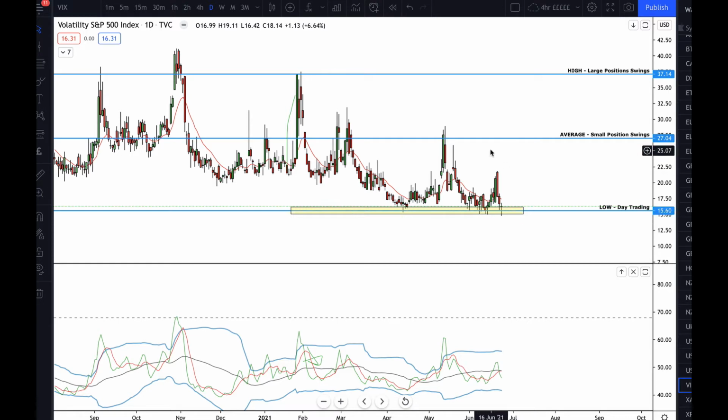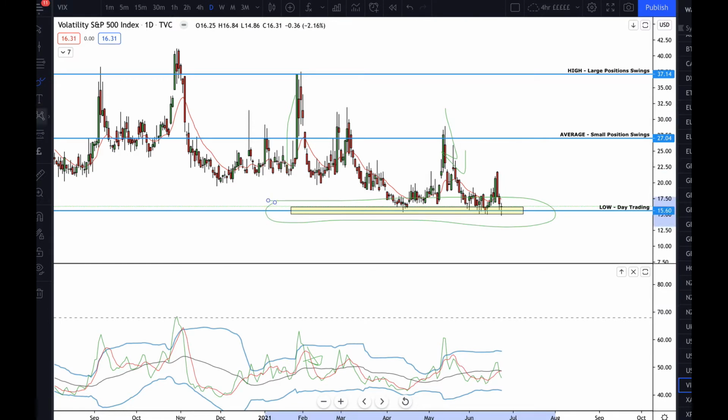So I've selected it within a few bands. I've got my low for day trading, and I've got average for adding small swing positions as it's high. As volatility tends to push up, where does it tend to go after? It always tends to go back down towards the low.